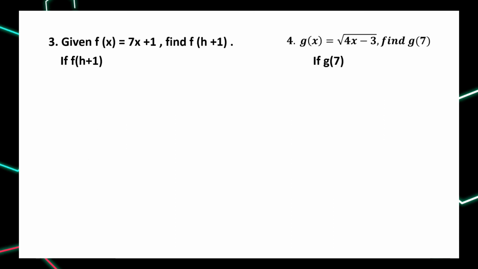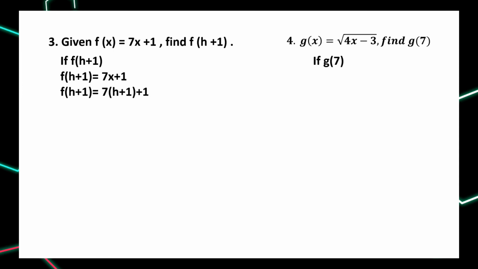And then po number 3, if f of x equals 7x plus 1, so linear function pa rin ang pinag-uusapan natin. So let's say papalitan natin si x ng function of h plus 1. So we will change x by h plus 1. So f of h plus 1 equals 7 times h plus 1 plus 1.